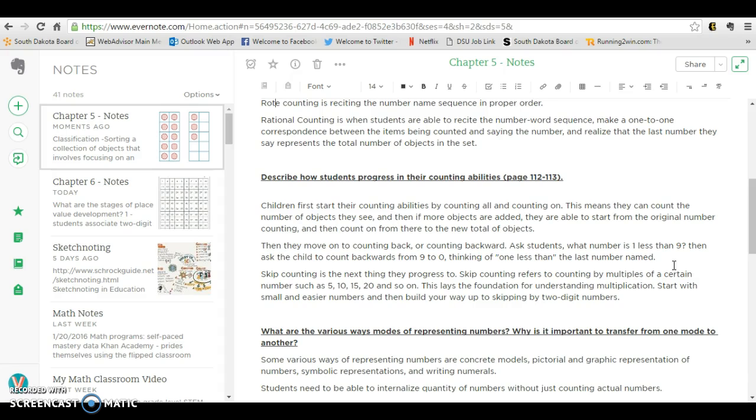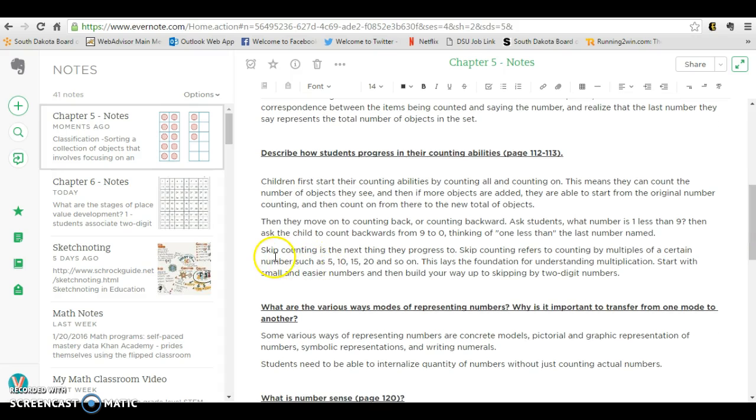And then a way to teach them this is asking, for example, what number is 1 less than 8? And then ask the child to count backwards from 9 to 0, thinking of 1 less than the last number they just named. And then you can start doing skip counting, which refers to counting by multiples of certain numbers, such as 5, so you get 5, 10, 15, 20, and so on. And this lays the foundation for understanding multiplication.